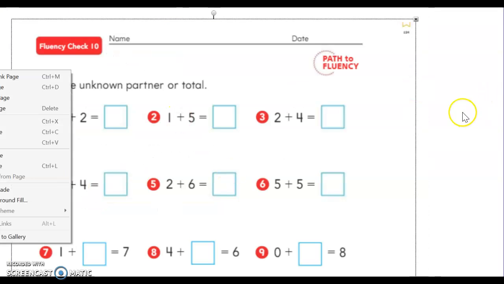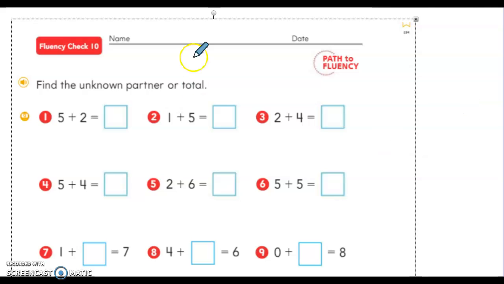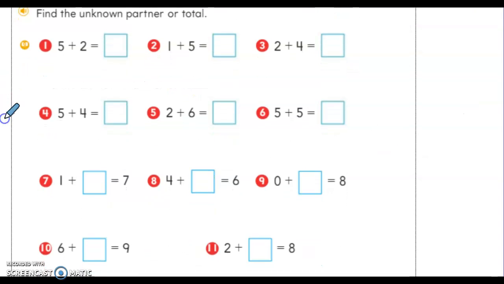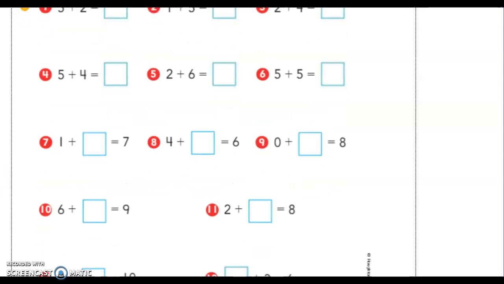When you finish your quick quiz, on the back side will be a fluency check. So it says find the unknown partner or total. Make sure you're paying attention to where that box is. So here we have, for 1 through 6, we have the total being unknown, right? You can see that total unknown.